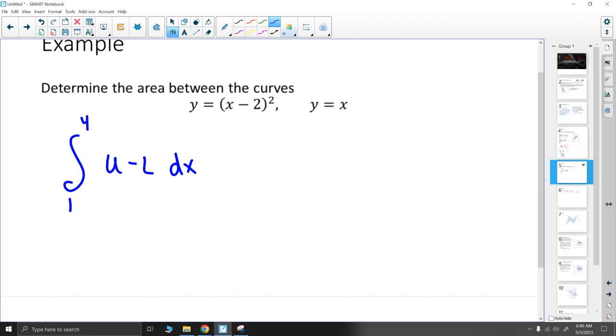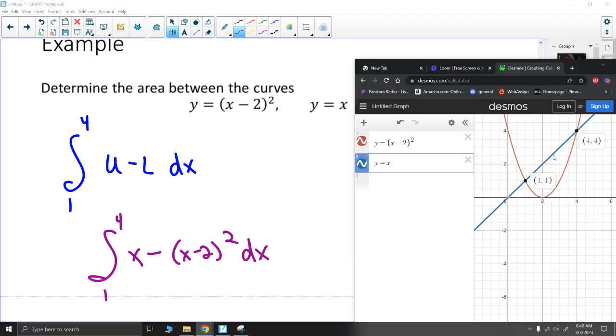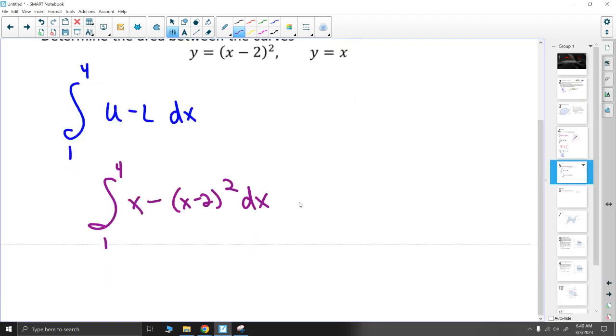So we are going to take our integral from 1 to 4 of our upper function, x, minus our lower function, x minus 2 squared, dx. And again, we're doing dx because it's from 1 to 4 on the x-axis, and so we're writing this in terms of x. Also, our upper function is above it, and this is the lower function below it. We'll talk about doing it with respect to y in a bit, but for the time being, this is good.